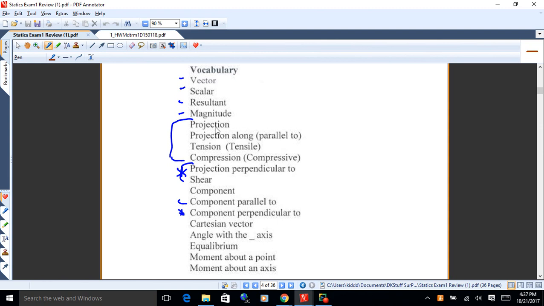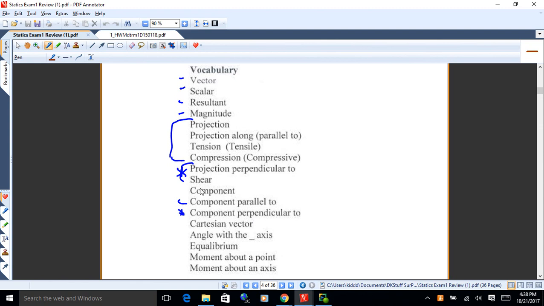And so what you find with that dot product is the magnitude of a force that is directed along a certain line or projected onto that line, you might say. That could also be called a component parallel to. Okay, you also have a projection perpendicular to the line, which would be the shear. That could be the component perpendicular to as well.